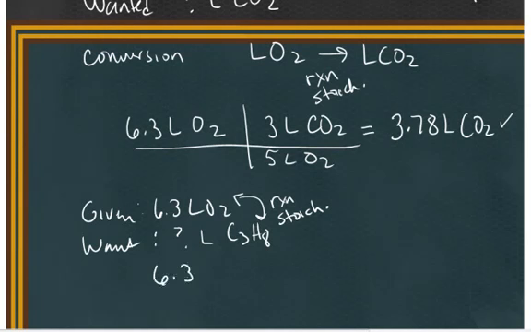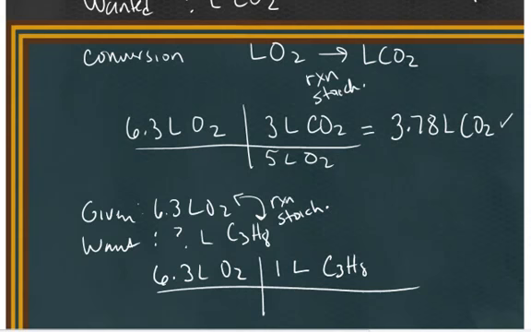So start with 6.3 liters of oxygen. From the balanced chemical equation, for every 1 liter of propane reacted, I react away 5 liters of oxygen. So that's going to cancel, leaving me in units of liters of propane, and that is going to be 1.26 liters of C3H8 propane consumed.